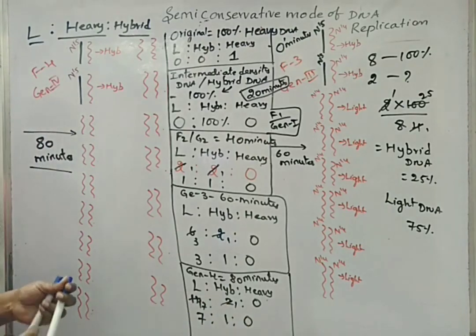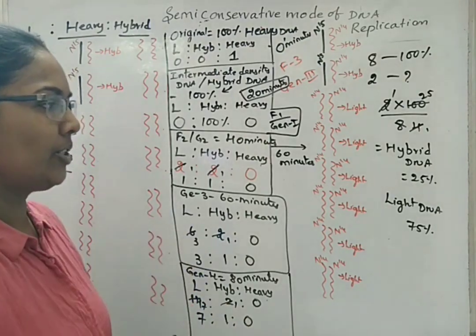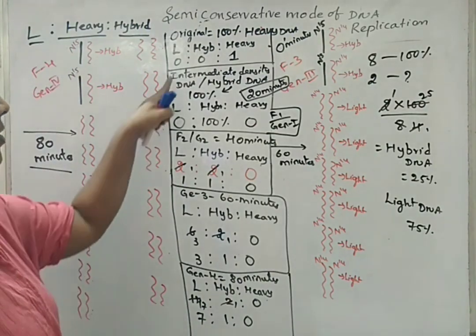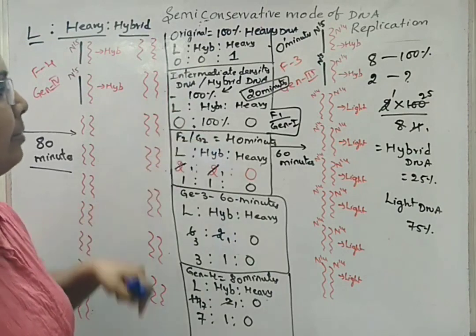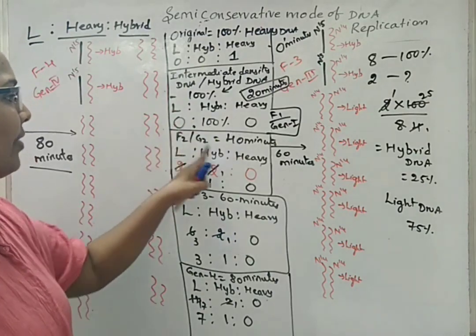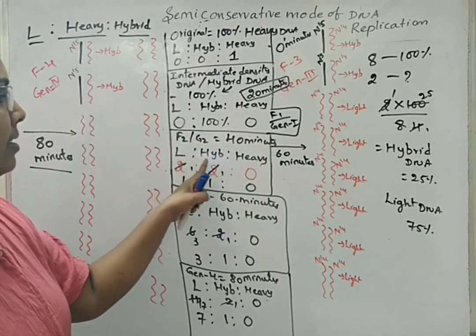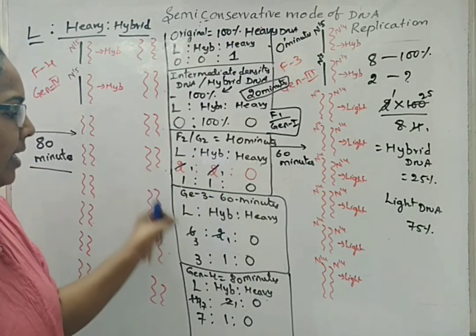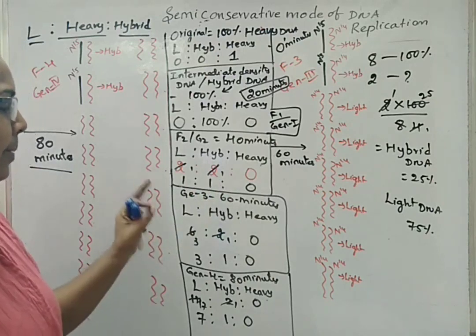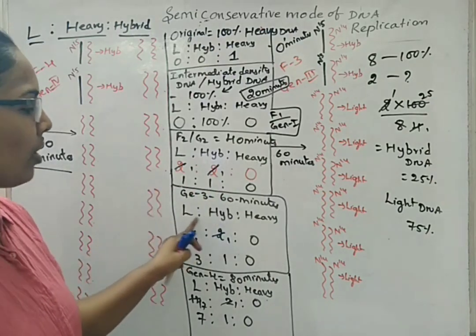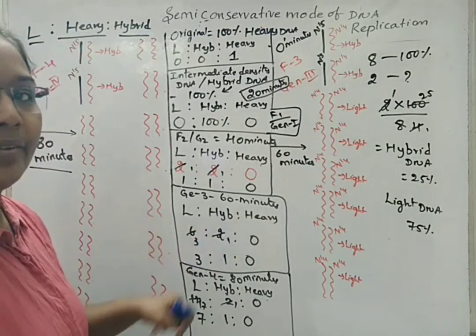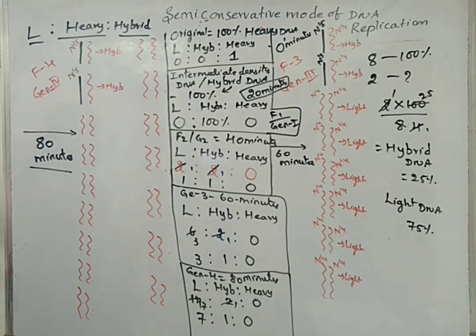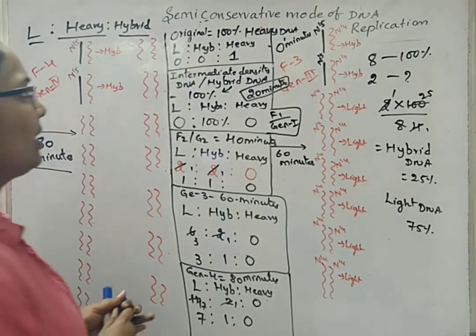Like this, the ratios vary from generation to generation, and based on the timing. After 20 minutes the ratio differs: it is 100% hybrid DNA, no light, no heavy. After 40 minutes, 2 light strands, 2 hybrid DNA strands, 1 to 1 to 0. But while answering, if any such question has come, please check what the sequence or order of light, hybrid, heavy DNA strands asked in the question is. This is about semi-conservative DNA replication.